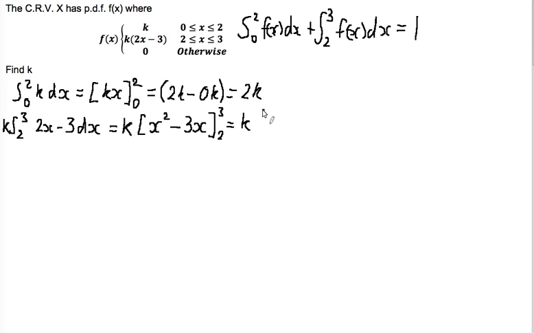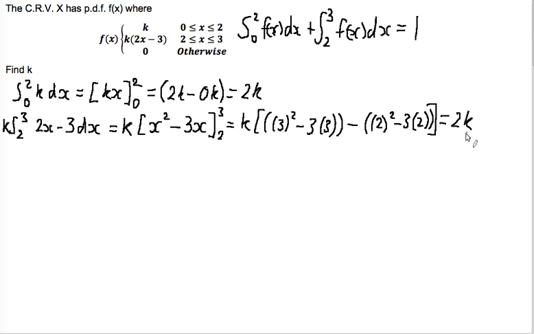As a result, I get k times (3 squared minus 3 lots of 3) minus (2 squared minus 3 lots of 2). You can evaluate this on your calculator if you want. This comes to 0, and this comes to minus 2, so I get minus minus 2, which gives us plus 2k.